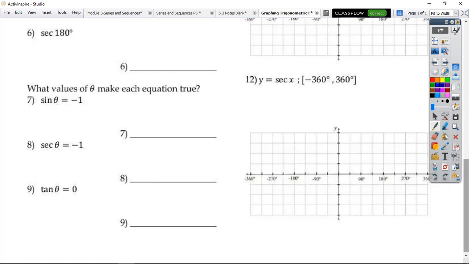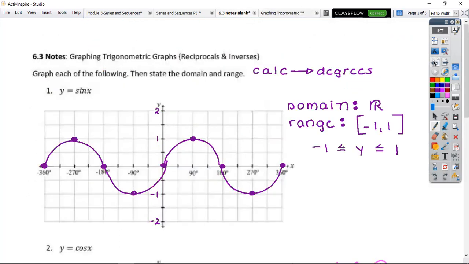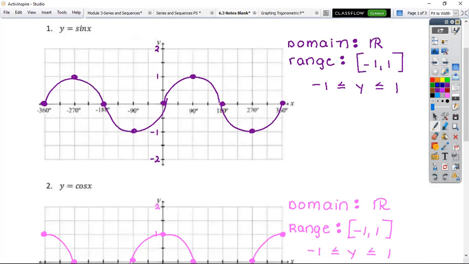All you do is look at the graph and figure out where sine is -1. So I'll help you out with that one. Number 7, sine of theta is -1 where? Oh, sorry. And where is sine -1? Right here. So that answer would be 270. Or couldn't you also say -90? Yep. So that's how those work. You just use the graphs to get those answers.